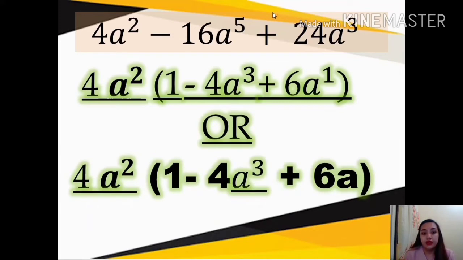So, the final answer will be 4a squared multiplied by 1 minus 4a to the 3rd power plus 6a. So, pwede na natin tanggalin yung 1 dun sa exponent ng a. But, you cannot remove yung number 1 doon sa first term. Bakit? Kasi mag-iiba yung equation natin.